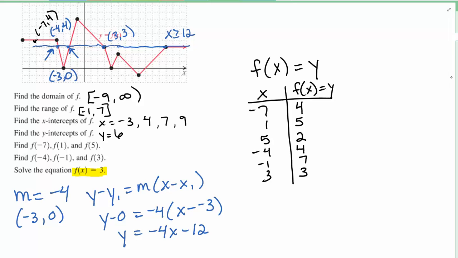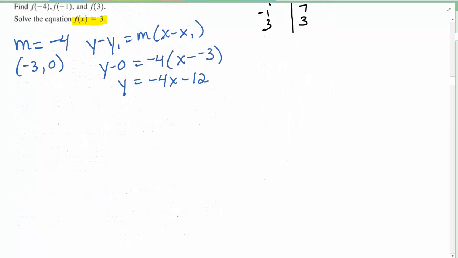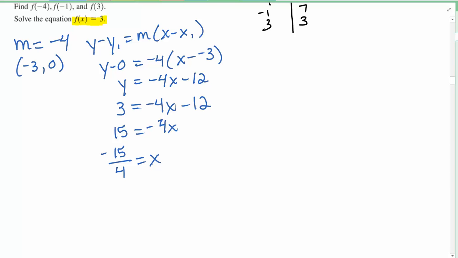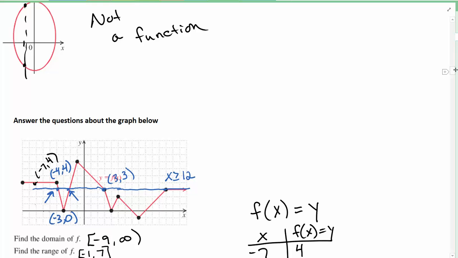So if we put 3 in to this equation, we will get -4x minus 12. We'll add 12 to both sides, and we'll get 15 is equal to -4x. And so then 15 over 4, or -15/4, is your x value when y equals 3. So that's one solution. So this point right here is -15/4, comma 3.